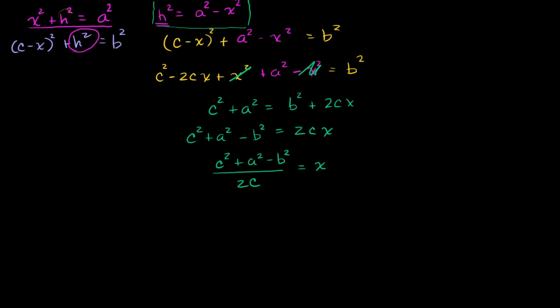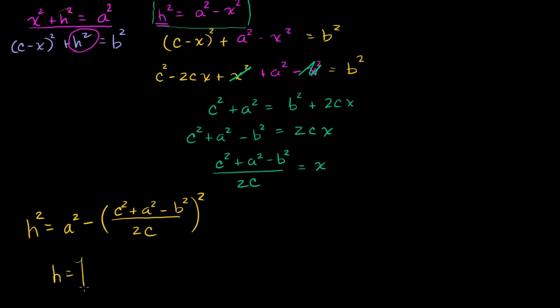We know that our height squared is equal to a squared minus x squared. Well, instead of just writing x squared, let's substitute here. So it's minus x squared. X is this thing right here: c squared plus a squared minus b squared over 2c squared. This is the same thing as x squared. We just solved for that. So h is going to be equal to the square root of all this business in there.